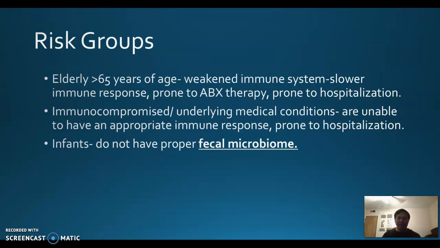And then we have our final risk group, which are infants. And these are, obviously, they don't have the proper fecal microbiomes, which we were talking about earlier. They don't have the proper gut fauna that keeps us healthy, and that are normally proliferant and prevalent in our intestines, that usually will overpower C. diff if it were to be introduced to this person. So these are the risk groups. We have the elderly, we have the immunocompromised, and we have infants.